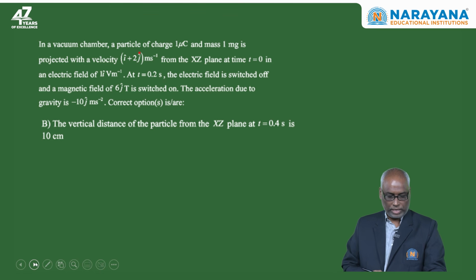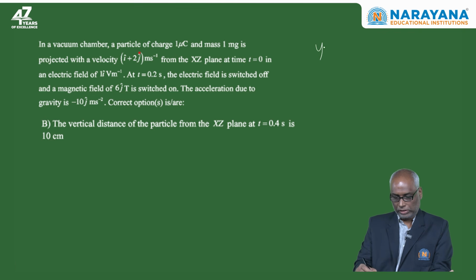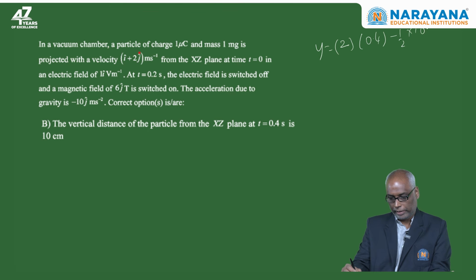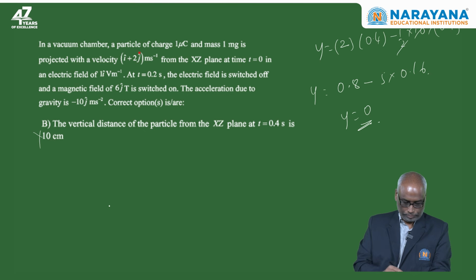The vertical distance of the particle in the xz plane at t equals 0.4 seconds. Again, I can say y is equal to the initial velocity along the y direction, 2 into 0.4, minus half into 10 into 0.4 whole square. So y is equal to 0.8 minus 5 into 0.16. y will become 0. So y is 0 means the particle is again coming back to the xz plane. So this option B will be wrong.